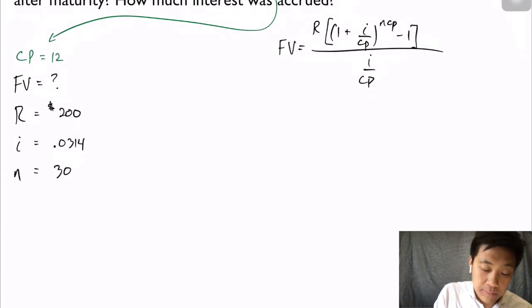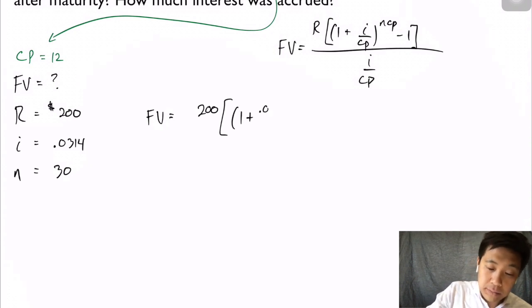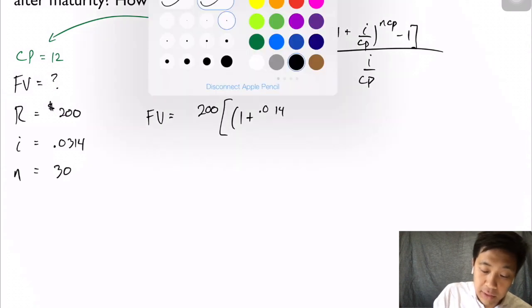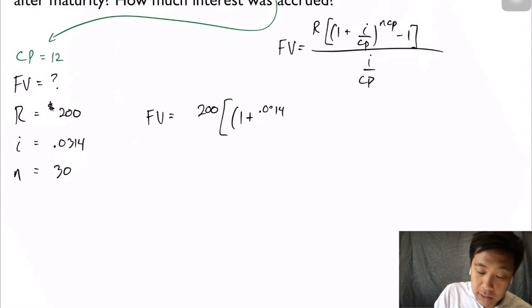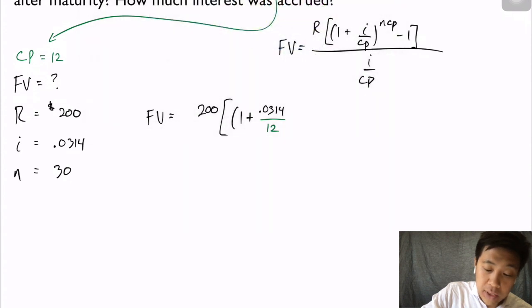So punching this in or writing this in will look like the following. We have $200 bracket 1 plus 0.0314. I'm still going to color code the compounding period in green because that's the most apparent to me in introducing this.